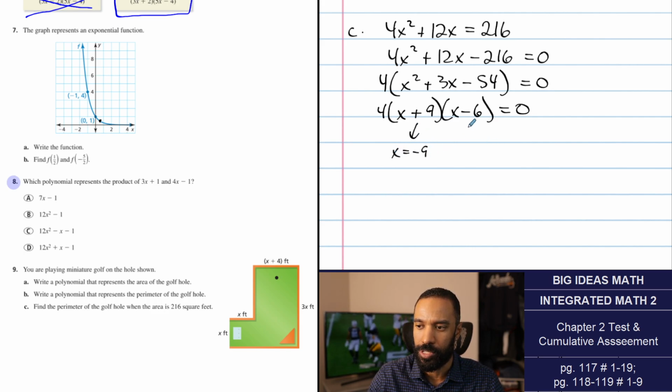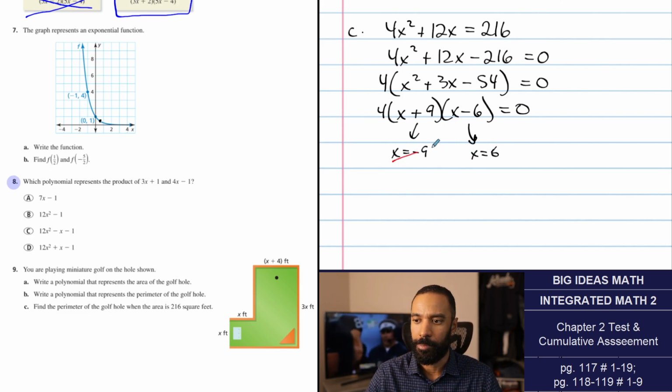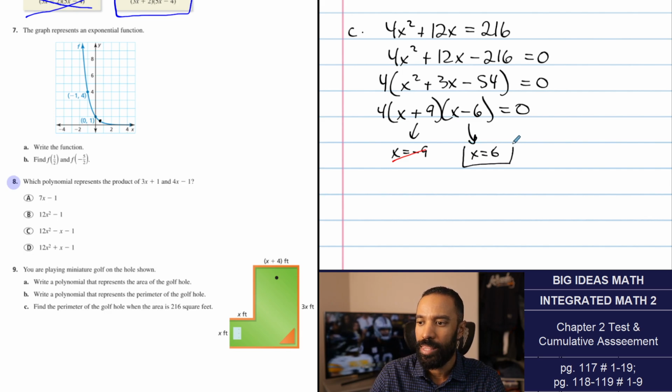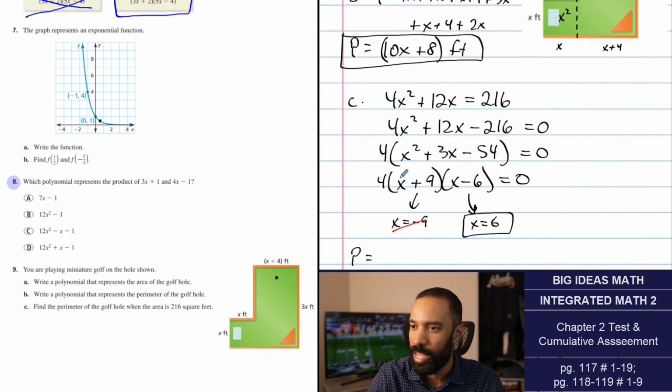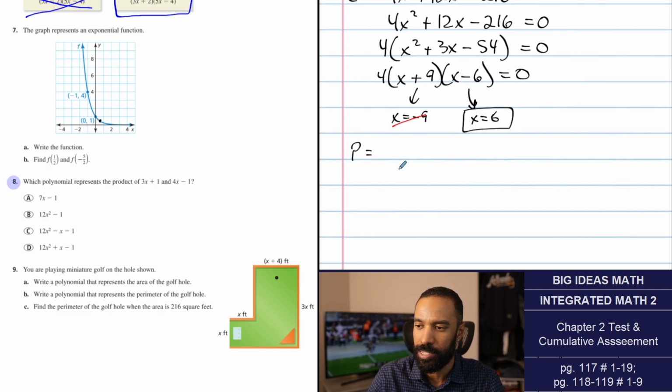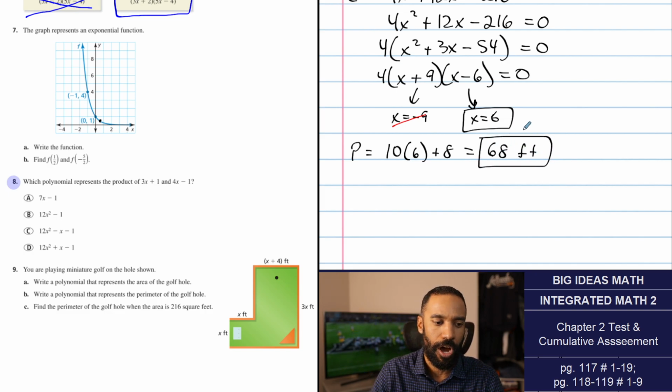X either equals -9 or +6. In this word problem context as per usual, -9 won't work out here, but 6 absolutely will. So when the area is 216 square feet, we do have an x value of 6. The perimeter was 10x plus 8, so 10 times 6 plus 8. 60 plus 8 is 68 feet of perimeter. And that is your golf hole.